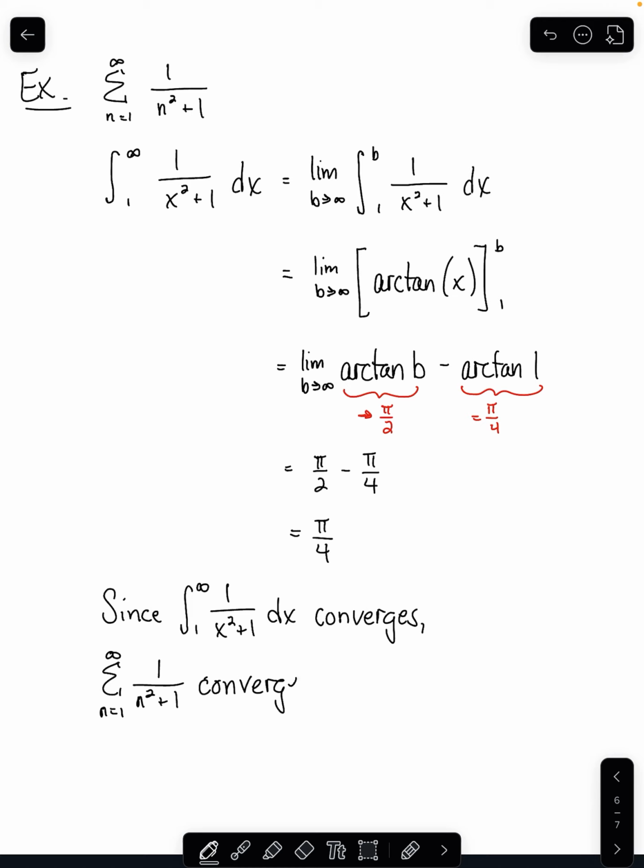Now again, it is important to note that while the integral converges to pi over 4, it is unknown what value the series converges to. They do not converge to the same value. The series always either underestimates or overestimates the area. So while the series will converge to a value close to pi over 4, it does not actually converge to pi over 4 itself.